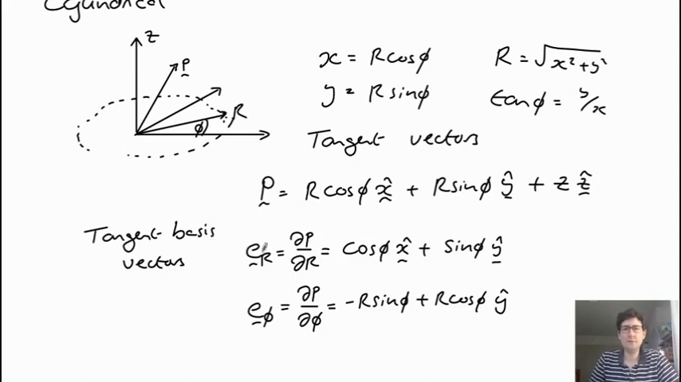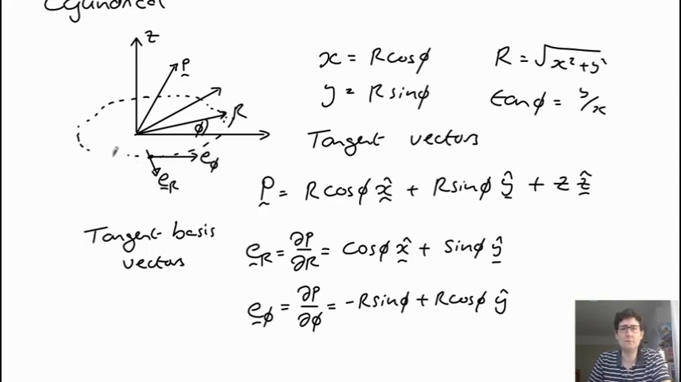So we write down the tangent basis vectors by differentiating the position P with respect to each of the coordinates. The tangent vector in r is just cos phi in x plus sine phi in y. Similarly, we can work out the tangent vector in phi. And these are functions of phi and r. So for example, if you're at this location over here, the tangent vector in r is this way, so E_r is out here, and E_phi is out this way.